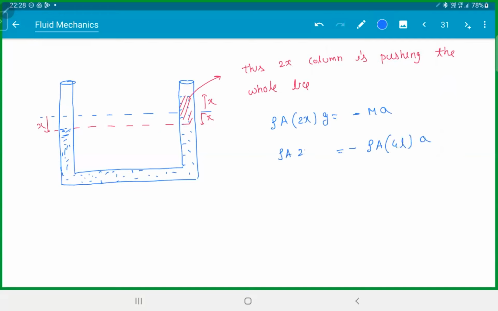So rho A 2xg. Rho A will cancel. a is equal to minus xg by 2L. So this looks like minus omega square into x. That is your omega square. Time period will be 2 pi root over 2L by g. Please check. That's it. You displace it by x, find the restoring force equal to ma. The story is still the same.